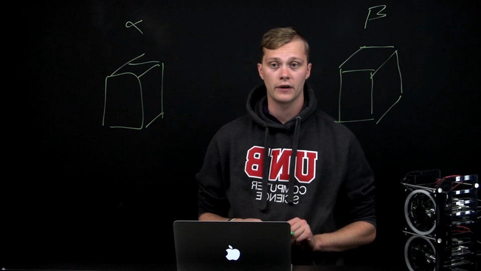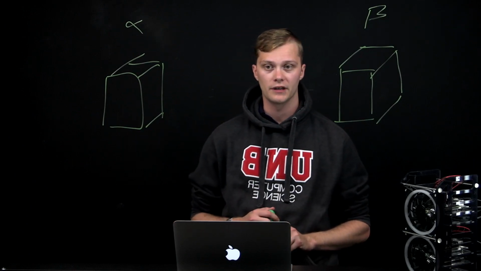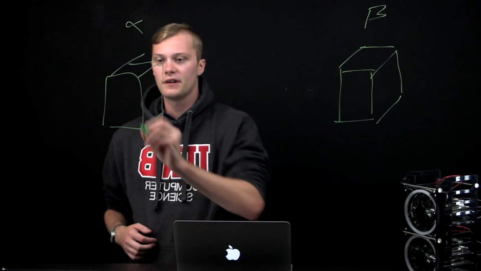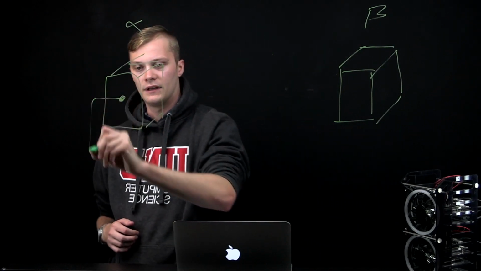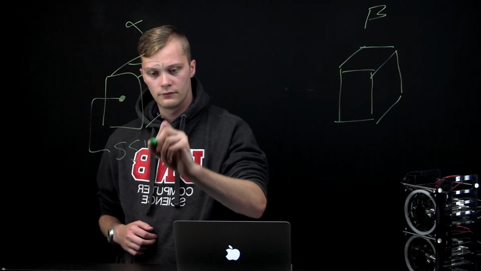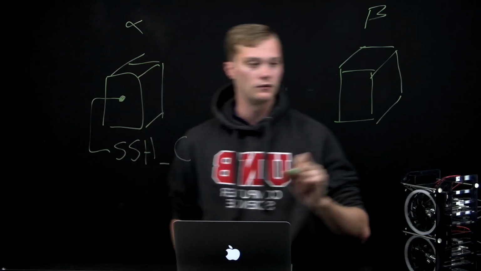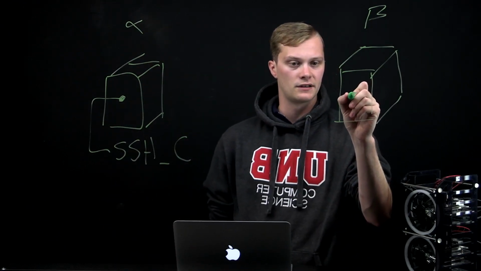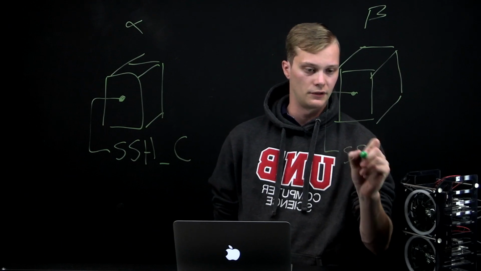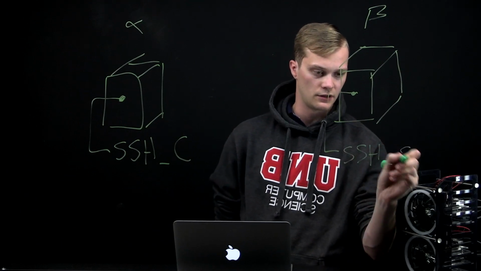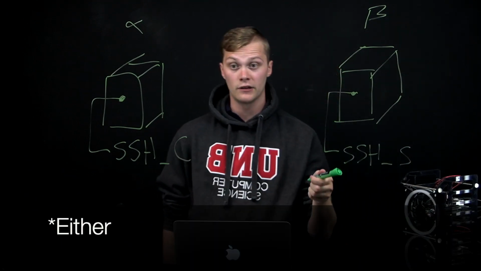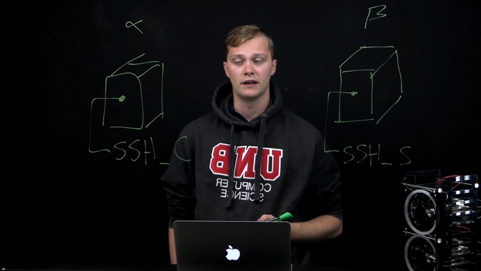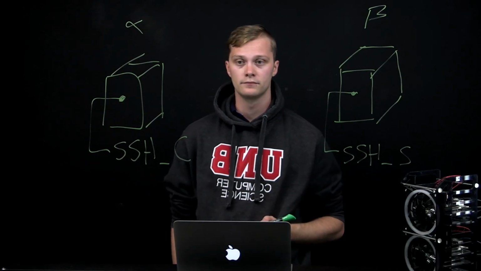So how does SSH work? SSH uses a client-server architecture that usually happens over a TCP connection. In order for this to occur, alpha needs an SSH client, which we'll denote C, and beta needs an SSH server, which we'll denote SSH server. If neither of these are working, then there won't be an SSH connection and it will be refused.